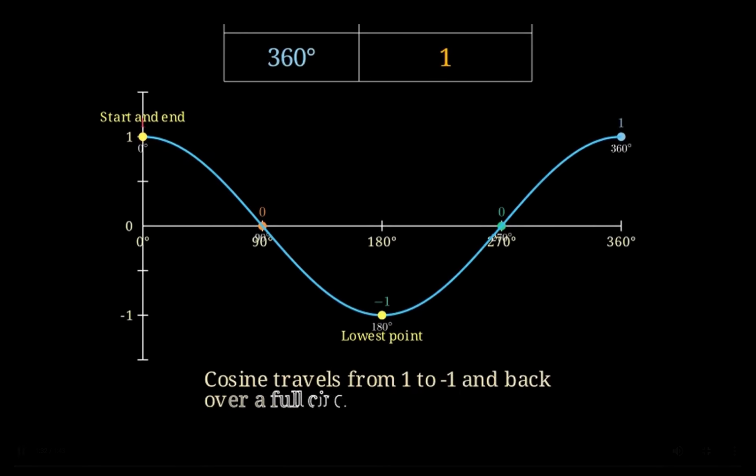To summarize, we use the table values spaced at 90 degrees to plot points and connect them with the smooth cosine curve, revealing how cosine oscillates between 1 and -1 over a full period.